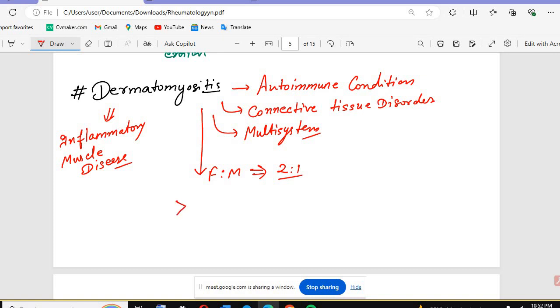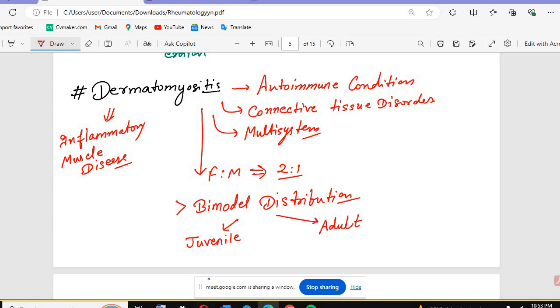Another important point to remember is that it has a bimodal distribution. What is a bimodal distribution? It means that two age groups are affected: the juvenile, as in juvenile dermatomyositis, or the adult, as in adult dermatomyositis. Juvenile dermatomyositis means 5 to 15 years. In adults, 40 to 60 years are affected. So it has a bimodal distribution.